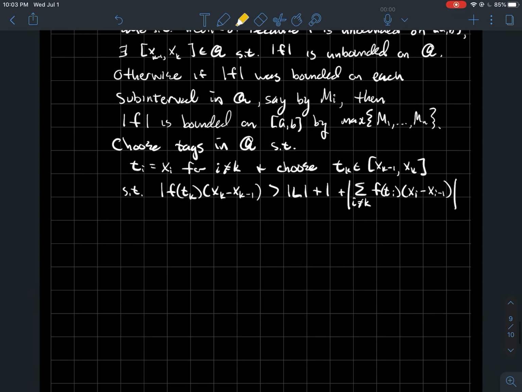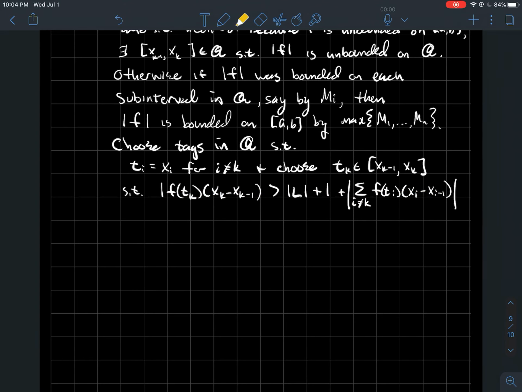Oh, I'm sorry, I said that wrong. Let me back up a second. As long as your tag's not coming from our bad interval up here, where my function's unbounded, I'll just let it be the right endpoint. But when we get to where the tag lives in my bad interval, here's how I'm going to pick it. I want to pick that tag so that |f(t_k)|(x_k − x_{k−1}) is larger than |L| + 1 plus the absolute value of the Riemann sum of all the tags whose index is not k. In other words, add up all the other things in the Riemann sum except for this kth one.